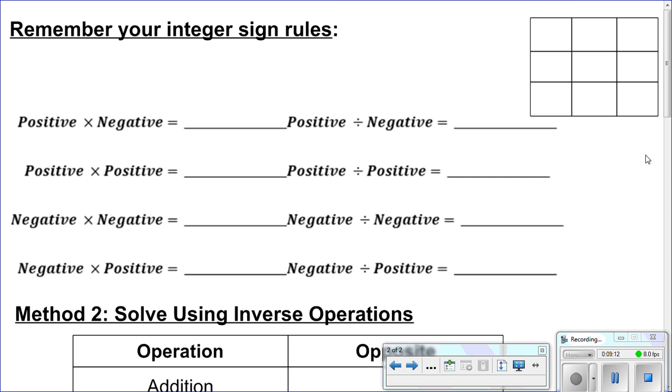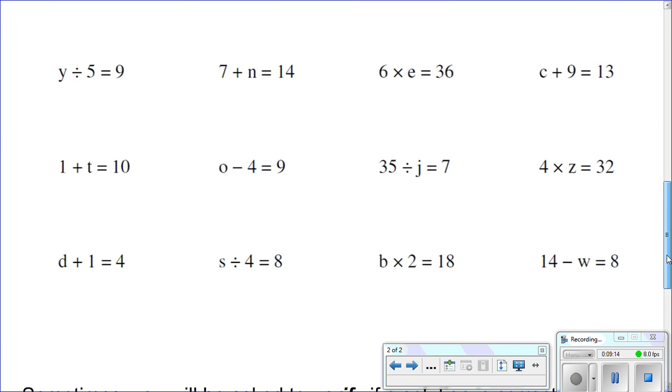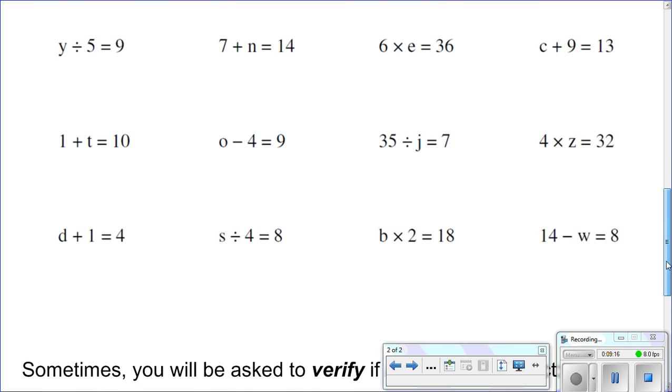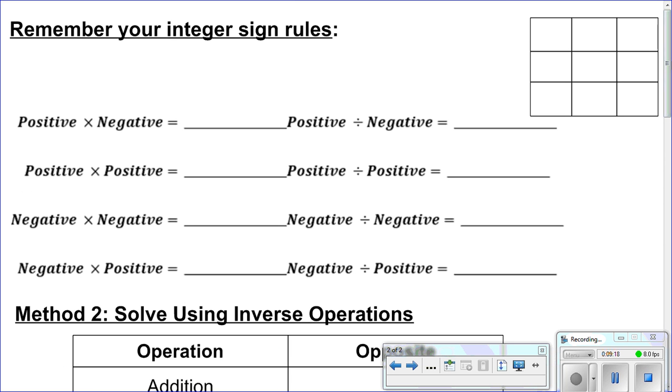Okay, so to help us remember our sign rules, maybe you want to watch this before you go back and finish those other questions. We have our little cheat sheet. If you remember the tic-tac-toe, the positives go down the one side, and then the rest are negative.